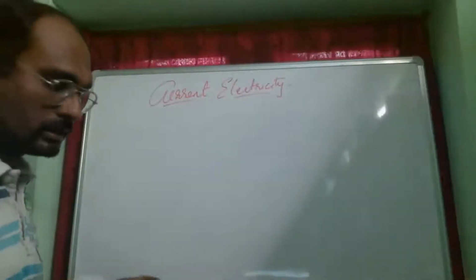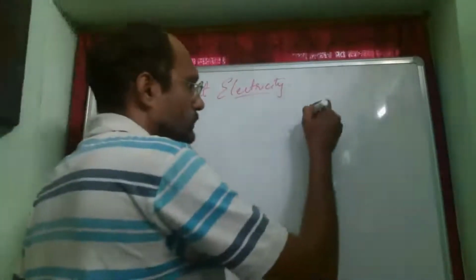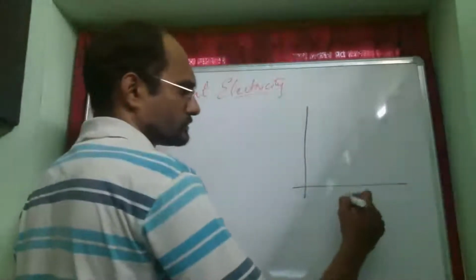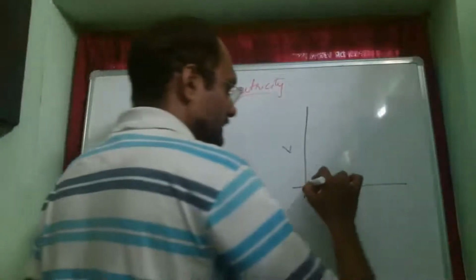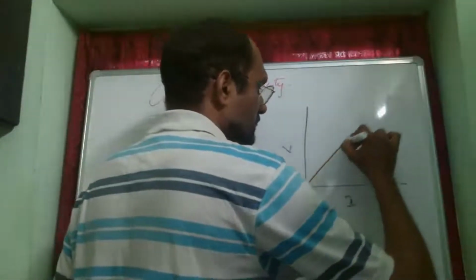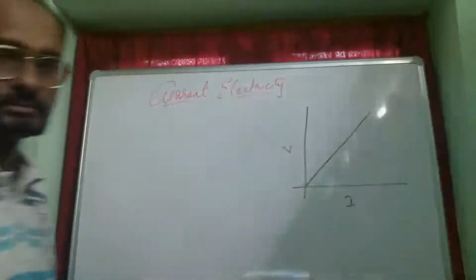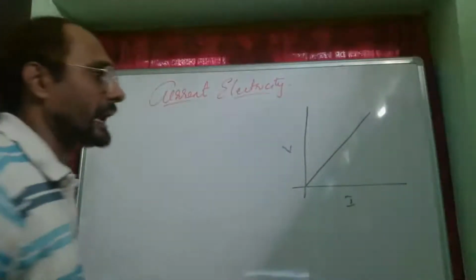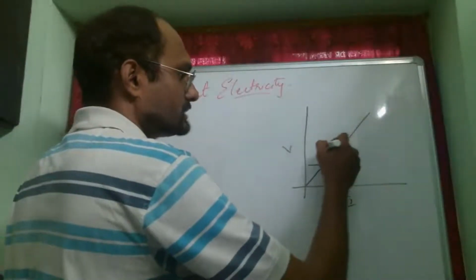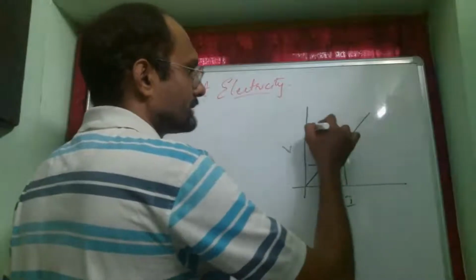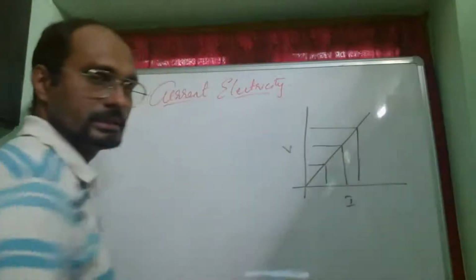Do all materials obey Ohm's law? Let us draw a graph between voltage and current according to Ohm's law. We take I and V. If the voltage increases, the current also increases like this. As long as we are getting a straight line, that means there is an equal change in one quantity with respect to an equal change in the other quantity.